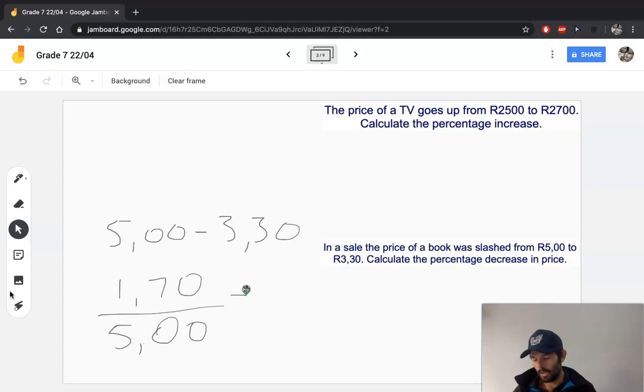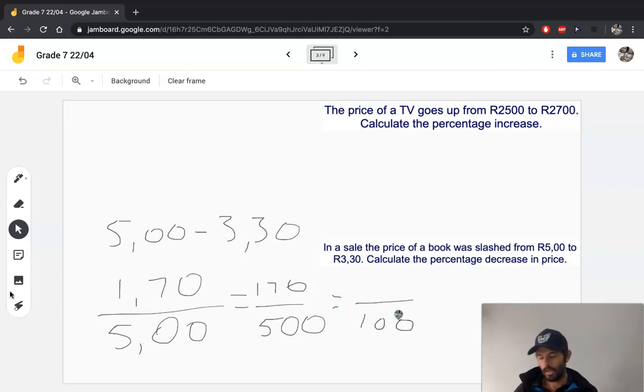So I know that's going to be 170 cents over 500 cents. I know that for a percentage, I need to put the denominator out of 100. I divide it by 5 to get from 500 to 100, so I must divide 170 by 5. We know 100 divided by 5 is 20. 70 divided by 5 is 14. So we put that together, that's 34. And the percentage decrease is 34%.